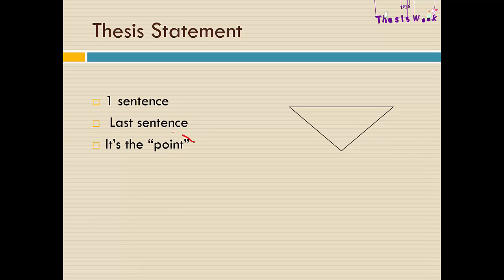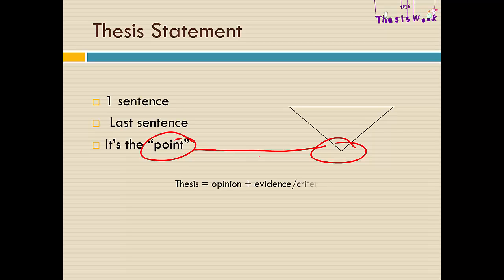Because it is, quote-unquote, the point of your essay, the upside-down triangle is often used to visually represent the introductory paragraph. A thesis is made up of 2 things, and I've created an equation for it for all the mathematicians out there. The equation is thesis equals opinion plus evidence or criteria. By that I mean a complete thesis statement includes the author's opinion, which is stated clearly, and the evidence or criteria that the author is going to present in the essay that follows.